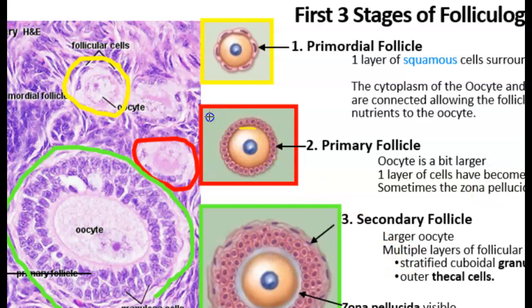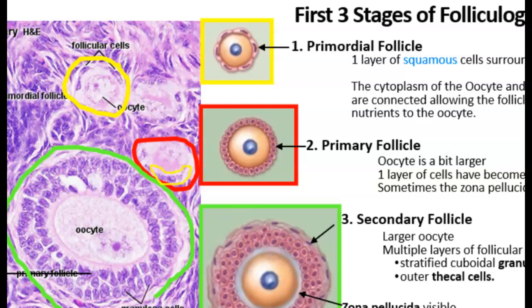Sometimes you can see a zona pellucida already, but usually not. And I have that circled in red in the histology picture on the left. So that's an example of a primary follicle. And I distinguished it because these cells are starting to look a little cuboidal.